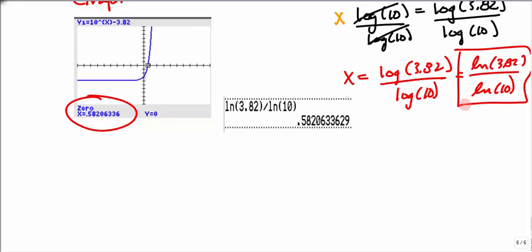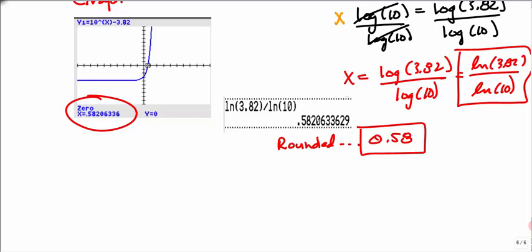So if they ask us to round this to 2 decimal places, make sure you read the directions on rounding. Our rounded answer would be 0.58 if they wanted us to round it to 2 places. So this is our exact answer in terms of common logs. Natural logs, common logs, directions will tell you which one, and then our rounded solution.